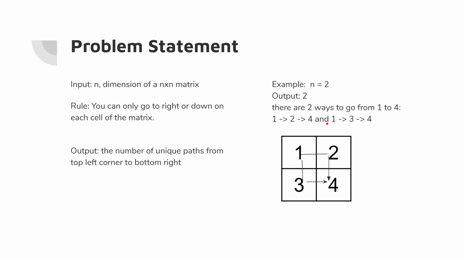For example, when n is 2, the output is 2, because there are 2 ways to go from 1 through 4, top left to bottom right. The 2 ways you could go are 1 then 2 then 4, and 1 then 3 then 4, and they have to be unique.